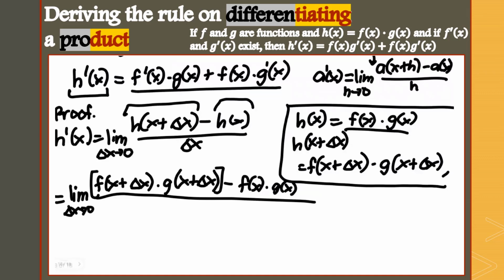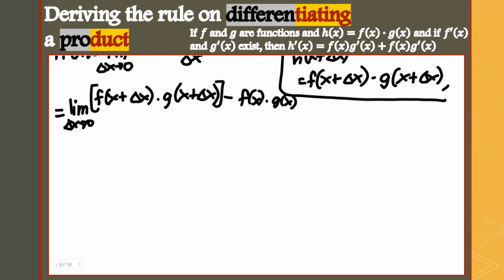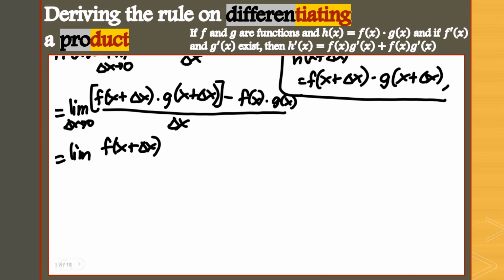So let me simplify this further by removing the grouping symbol. So we have here f of x plus delta x, g of x plus delta x. Okay, you have that. Minus f of x.